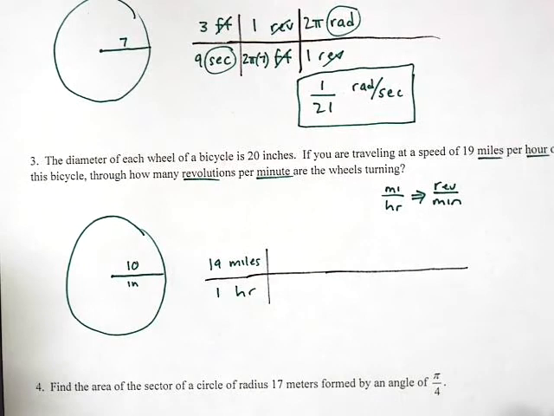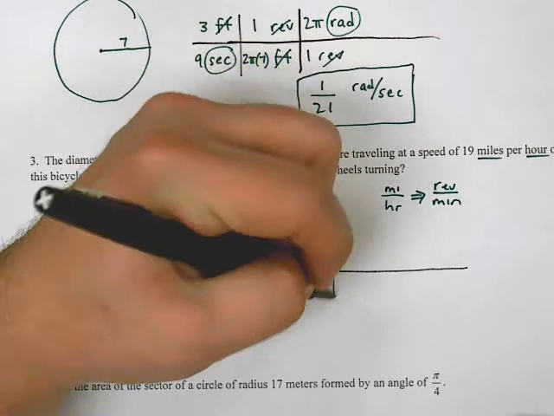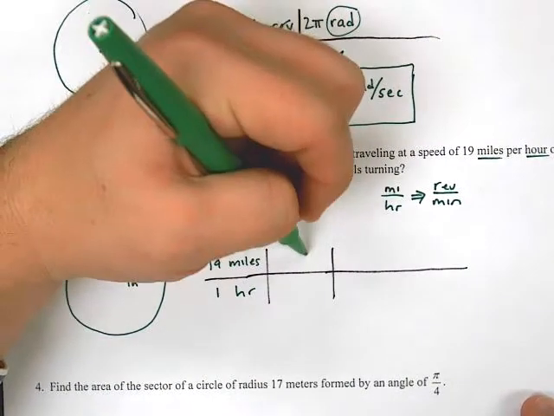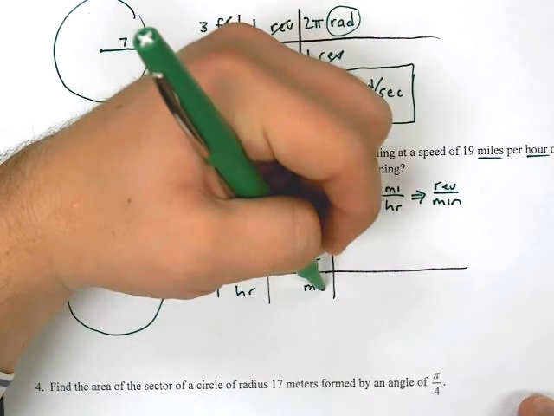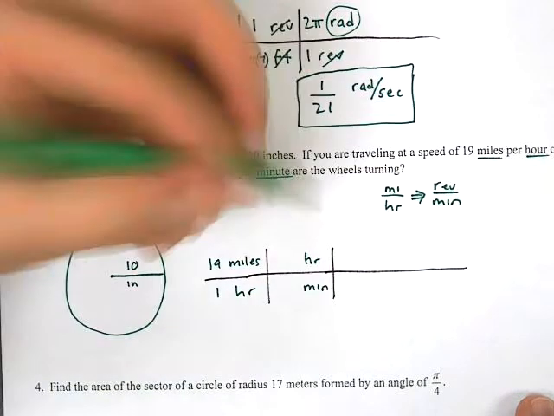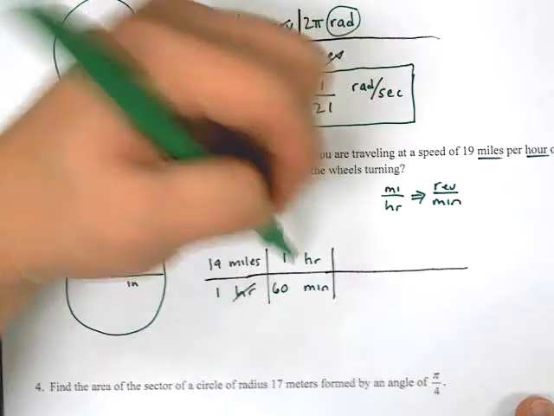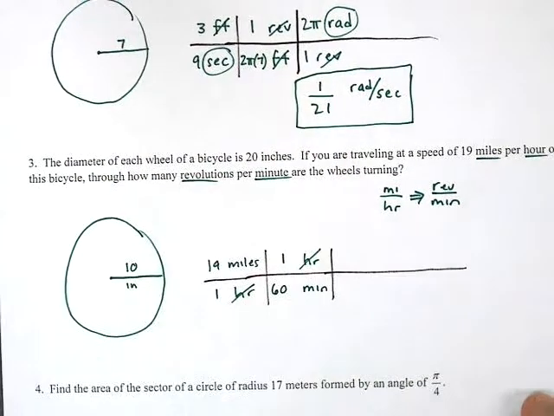Normally, I would suggest converting time first, just because it's the easiest. And we know that we want minutes in the denominator, which means I need to go hours to minutes. And of course, we know that conversion is that in 1 hour there are 60 minutes. And now our hours are canceled. Minutes are what we want. Perfect. Okay.